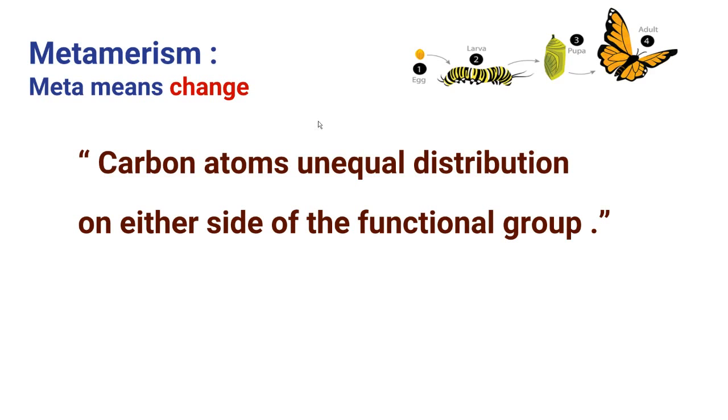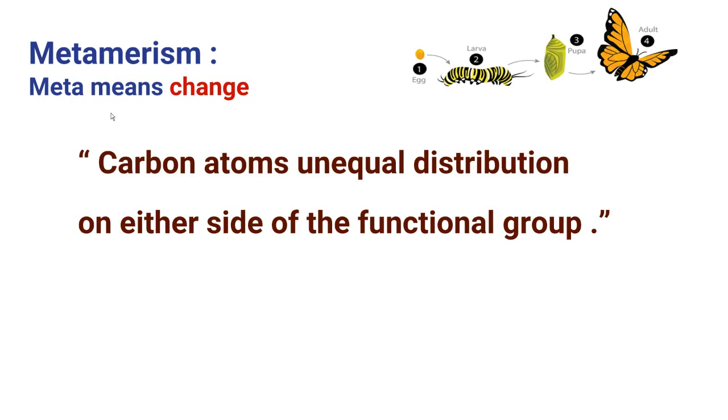Now let's see what metamerism is. Meta means change, and this diagram will help you to keep it in mind that meta means change. This is metamorphosis. The egg is changed into a butterfly, and you can see the change through larva and pupa. So this is metamorphosis, and meta means change.